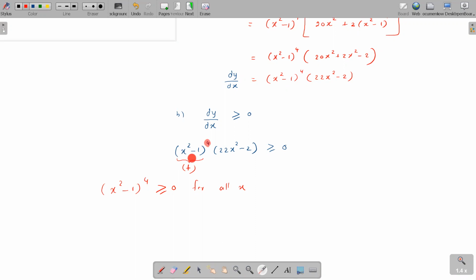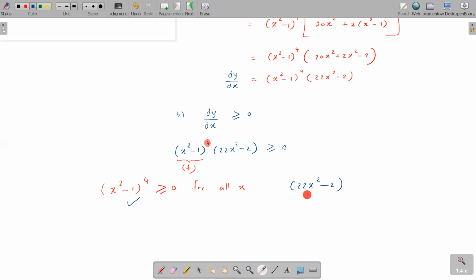This person is not an issue to us. So the only one who will give us an issue is the second function, 22x square minus 2, which is a quadratic function. Can you see? This quadratic function will have some x values that give positive answers and some x values that give negative answers. Do you get what I'm saying? So this guy is fine. So the next one we need to consider is 22x square minus 2.